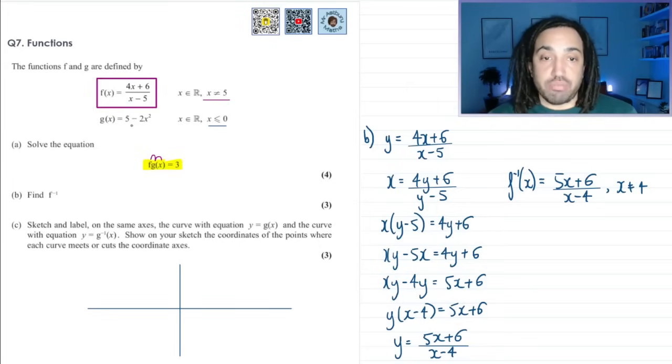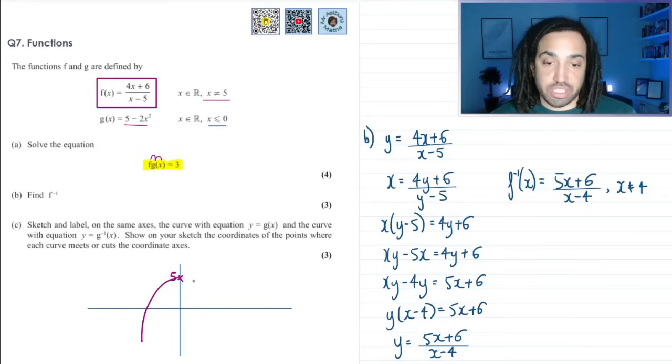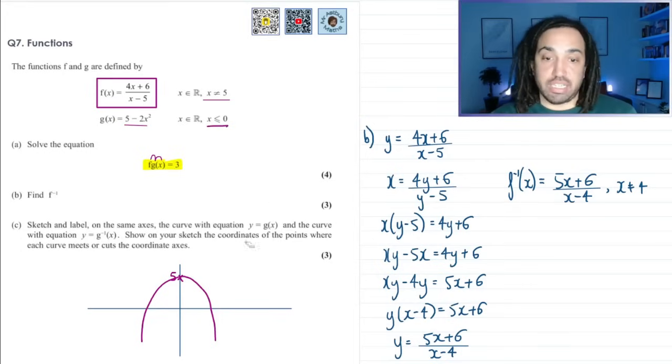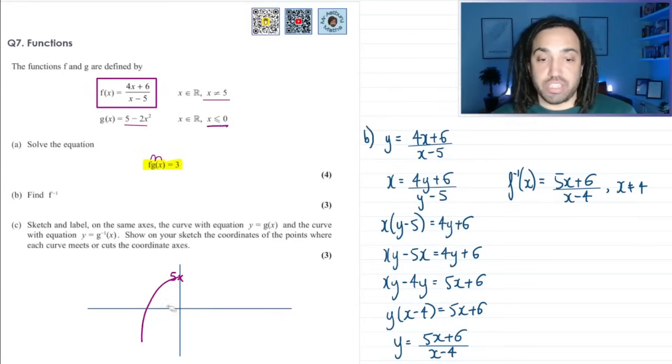Right, so this is a negative quadratic which has a y-intercept at plus 5. So we'll put that in there at plus 5. And a negative quadratic has this shape to it. But the restriction on x is that it is less than or equal to 0. So we're only looking at the left-hand side. So this part is the only thing we're looking at.